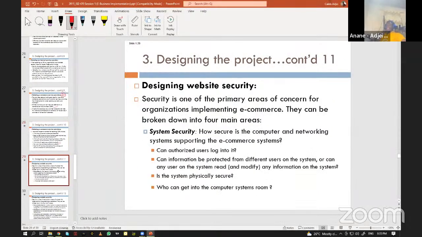Designing the website security. Security is one of the primary areas of concern when it comes to online platforms. Very, very important. So how secure is the computer and the networking system supporting the e-commerce? Can authorized users log into the system, that is, only people who are supposed to be on the system? Then can information be protected from different users? Is the system physically secured? Who can get into the computer system room? All these things are very, very important when it comes to security in terms of the e-commerce platform.